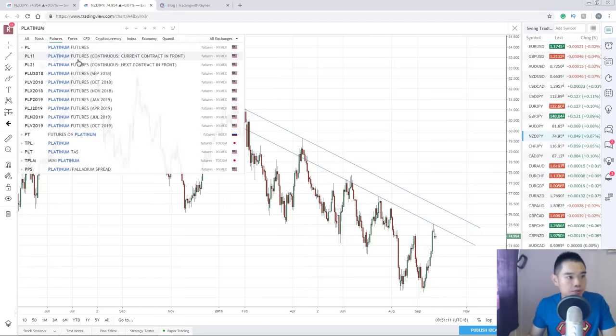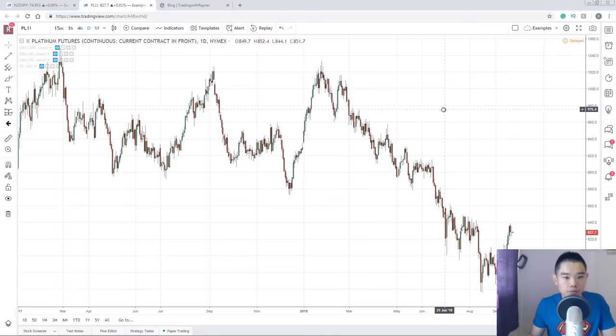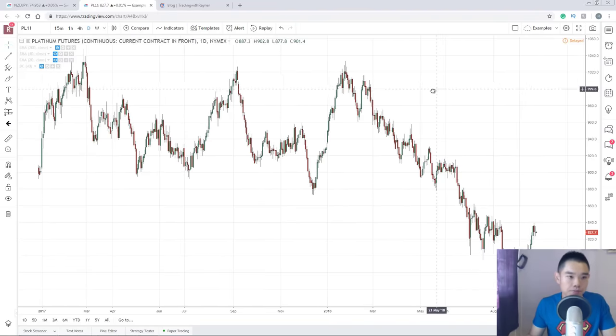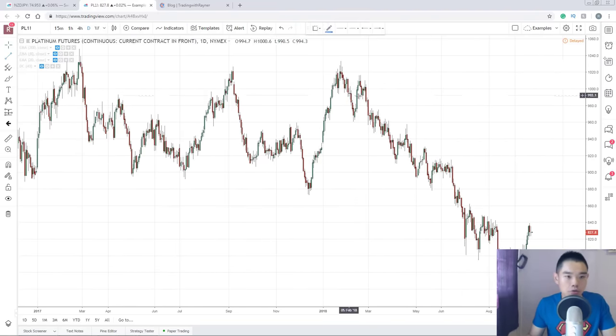Futures, platinum futures. Okay, same concept over here. So this time around, I'm going to draw a trend line again. I've already zoomed out the chart. So again, just draw this one, connect the most number of touches. Let's say for the first time I draw it like this.